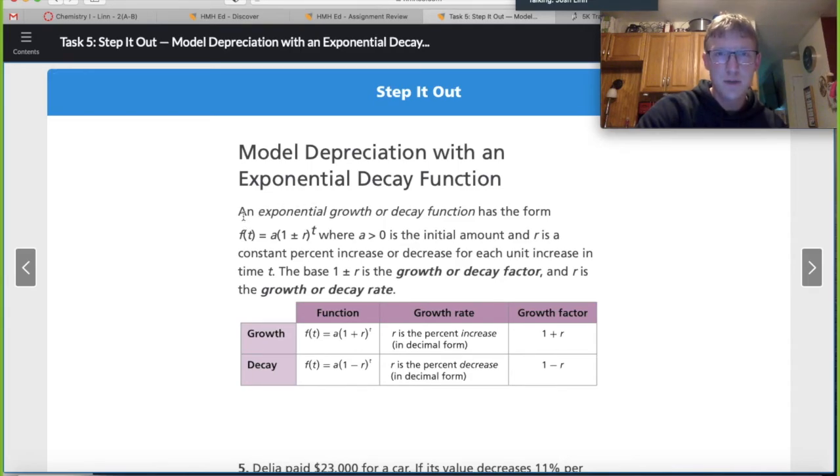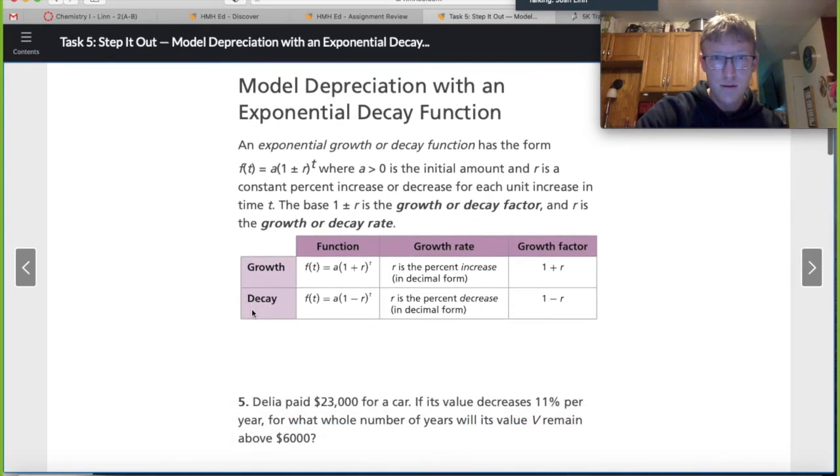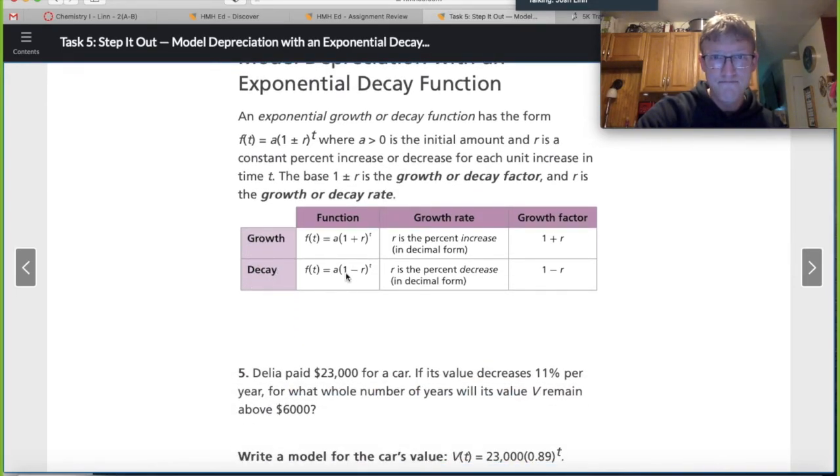An exponential growth or decay function has the form. So we've got our equation right here. A is greater than 0. R is a constant percent increase or decrease for each unit increase in time t. The base, 1 plus or minus r, is the growth or decay factor, and r is the growth or decay rate. So there's a lot of things they're giving us here. Basically, our growth and decay. R is the percent increase in decimal form. R is the percent decrease in decimal form. And then we've got our growth factor.